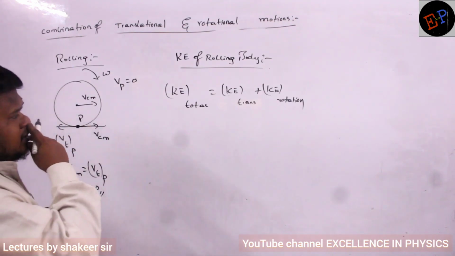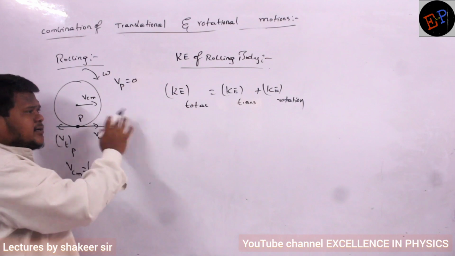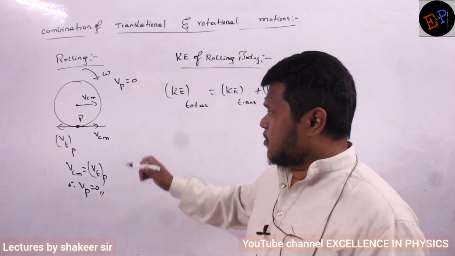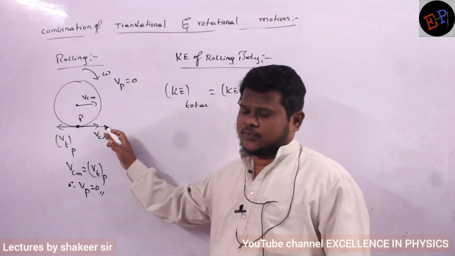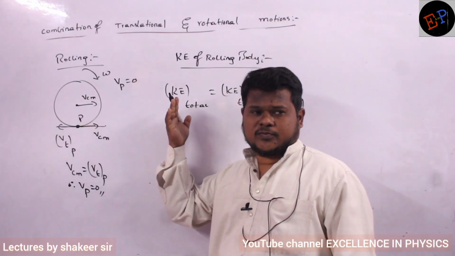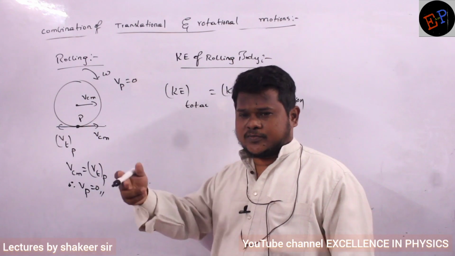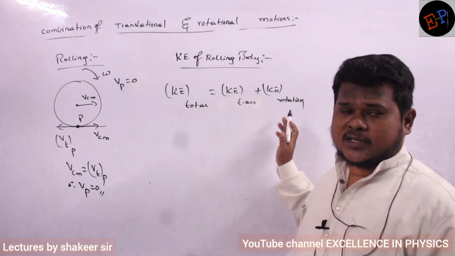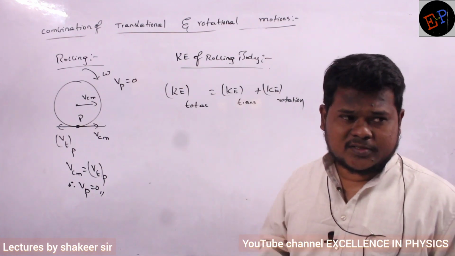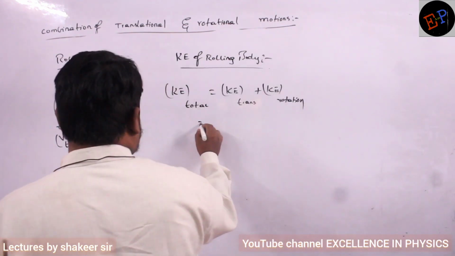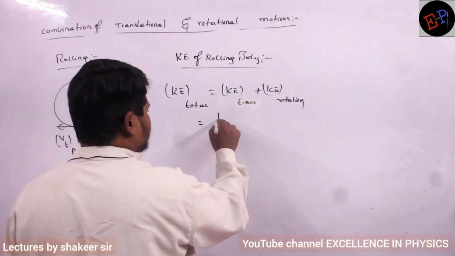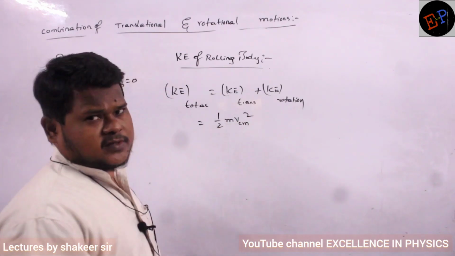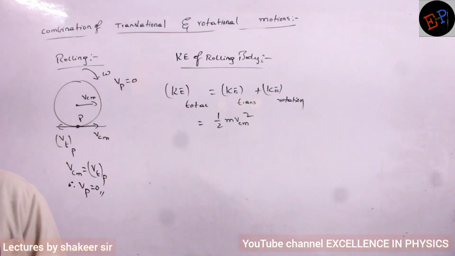Now see. If I want to calculate kinetic energy of this rolling body, total kinetic energy, then this body is having two motions, no? It is translating also, moving in a straight line. It is rolling also. So total kinetic energy is kinetic energy because of translation plus kinetic energy because of rotation. Both energies will be there. Clear now? So kinetic energy of translation is half m v center of mass square. This is the kinetic energy of a translating body which is moving in a straight line.